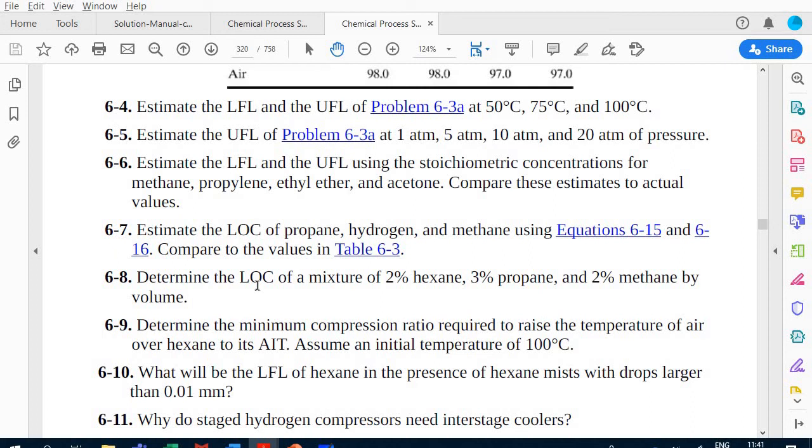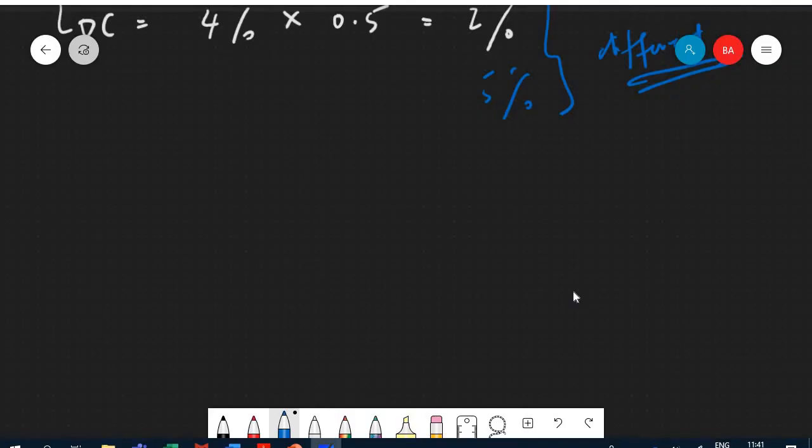Now, for LOC, it's going to be challenging. Why? Because LOC needs the limiting oxygen, right? What is the balance for oxygen? However, I have hexane and propane and methane. I have three different things. And because I have three different things, it makes it difficult for me to identify how to find the LOC for that mixture. So we are going to show you how it is done.